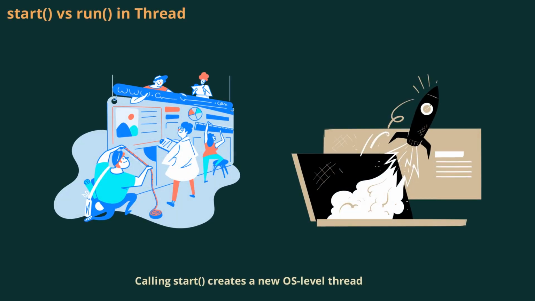Calling start() creates a new OS-level thread and then calls run() in that new thread. Calling run() directly just executes the method in the current thread without creating a new thread. This distinction is crucial for understanding how Java manages concurrency.